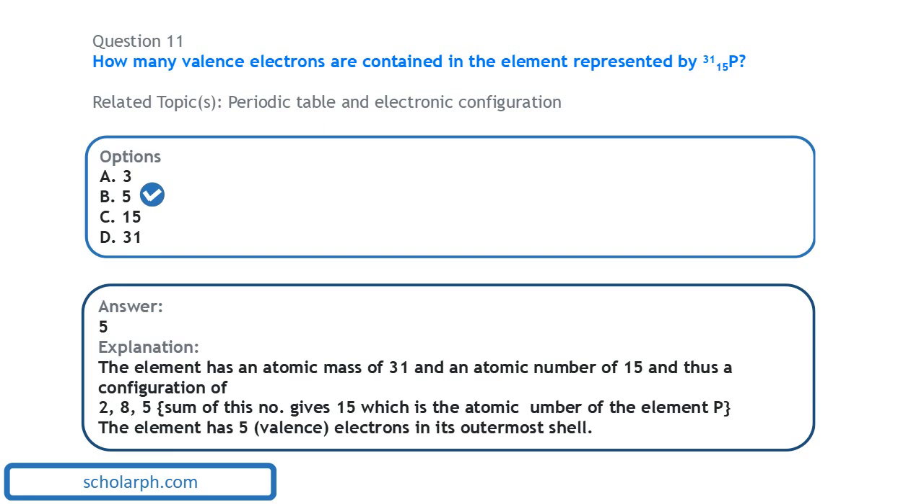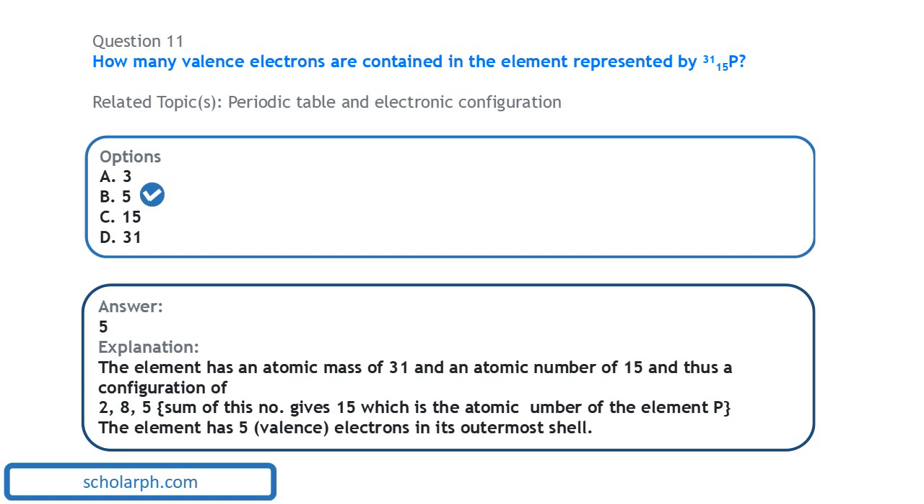So we now write the KLM configuration, that is 2, 8, 5. If you sum this up, you're going to get the 15 here. Why do you have 2, 8, 5? The first shell, the K shell, can only take 2 electrons. The second shell, the L shell, can only take 8 electrons. Then the next shell is the M shell.